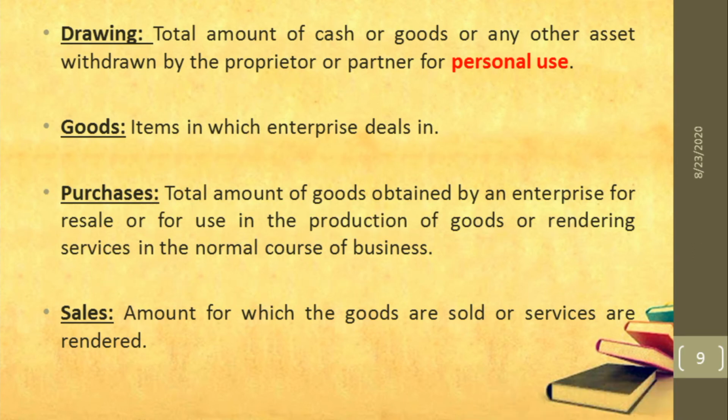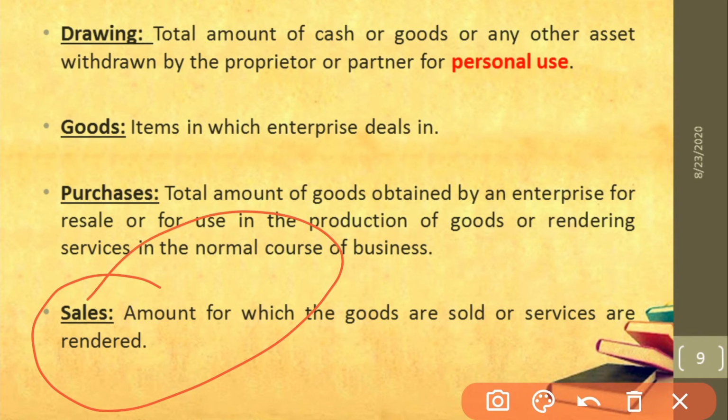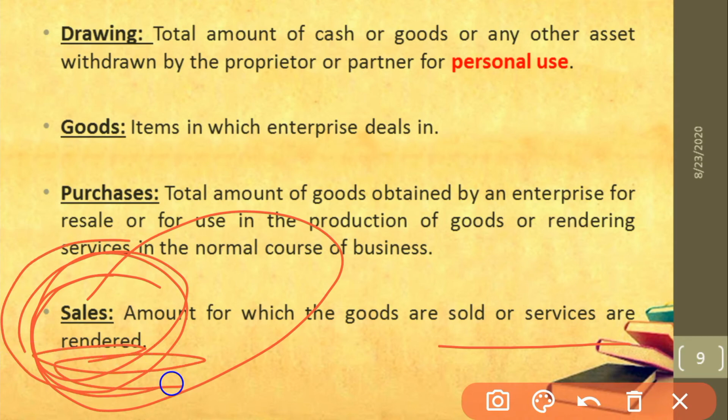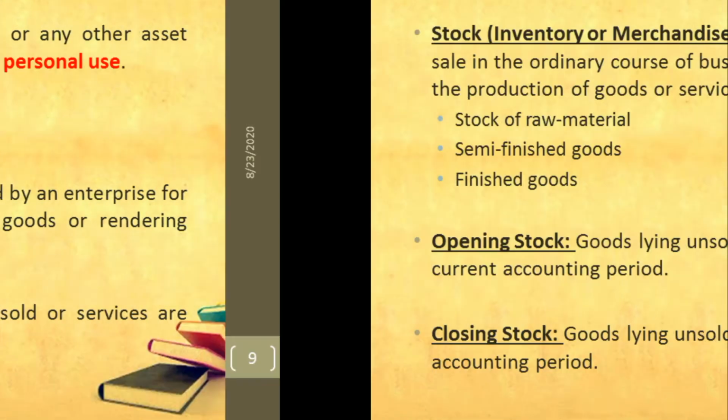Next is the sales. Sale is the amount for which the goods are sold or the services are rendered in the normal course of business. The term sales will be used only for the products or the services I am rendering. I was dealing in manufacturing of pens and selling of the pens. Hence, my sales will be of my pens.